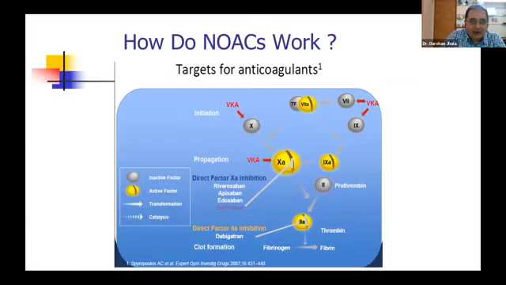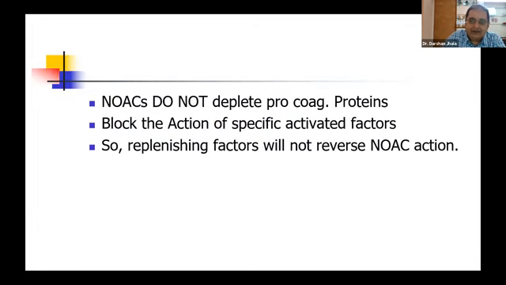However, the NOACs have a different way of action. They interfere with the active principle of the coagulation. They do not deplete the procoagulant proteins. So if you look at the levels of fibrinogen and prothrombin and all that, they will be normal. And that is why when you do a prothrombin time in a patient on NOAC, it will be normal because the prothrombin level is normal, while in a VKA, it has been depleted. So basically, NOACs will not respond to supplementing factors because the factors are already there.